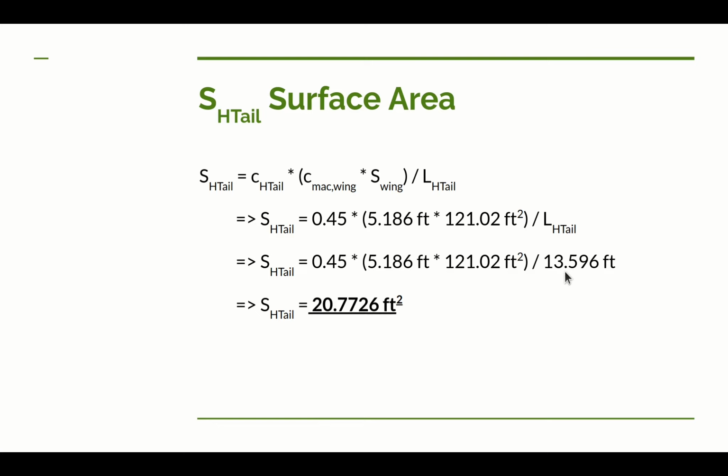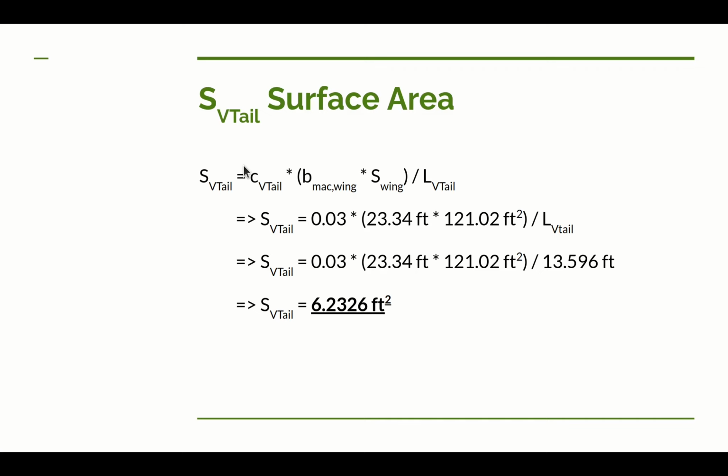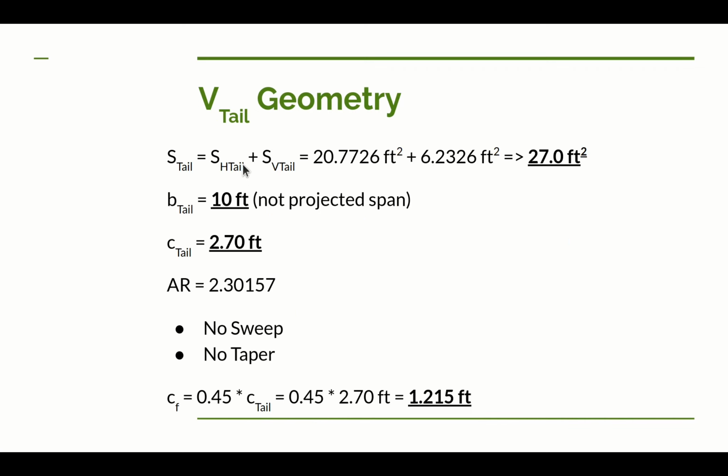We plug in our 13.6 here, and we come up with a horizontal surface area of roughly 8 feet. For the vertical tail, we do the same thing, and we come up with a surface area of 6.23 feet. So we add the horizontal area and the vertical area together, and we get 27 square feet for our entire vertical tail inverted V configuration surface area.